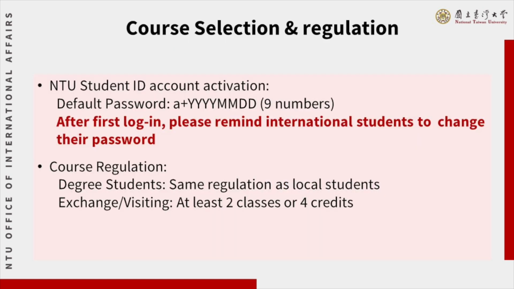Before selecting courses, international students must activate their NTU student ID account. Please remind them that their default password is A followed by their birth date, making a 9-digit password. For example, for a student born on March 10th, 2006, the default password would be A20060310. Course selection rules. Degree students follow the same course selection regulations as local students. Non-degree students must take at least 2 courses or earn a minimum of 4 credits.